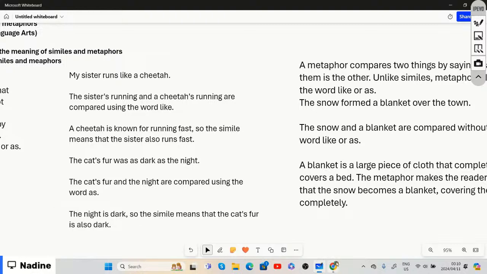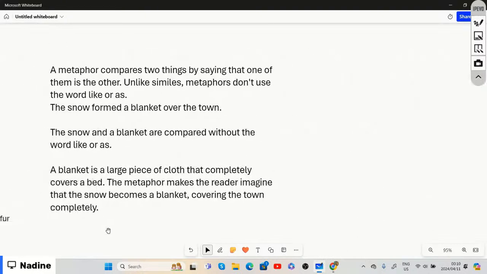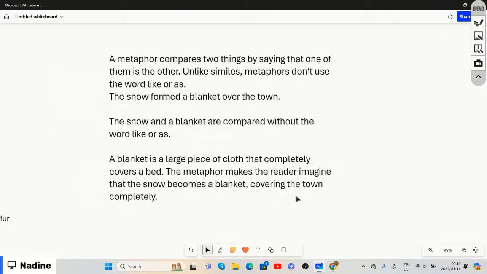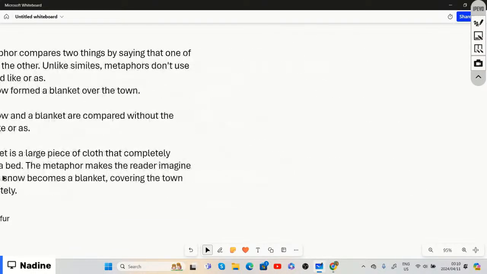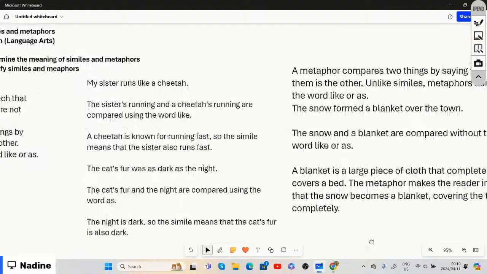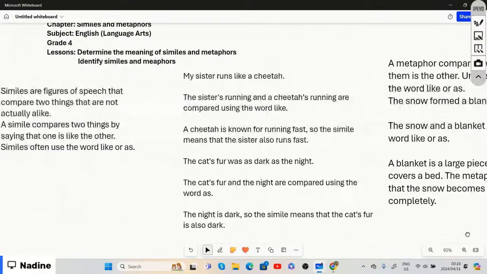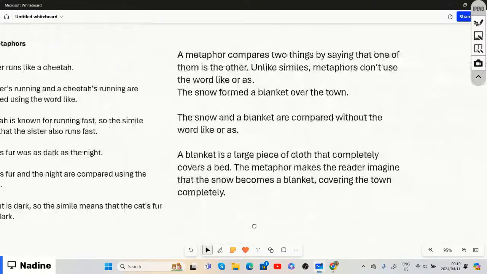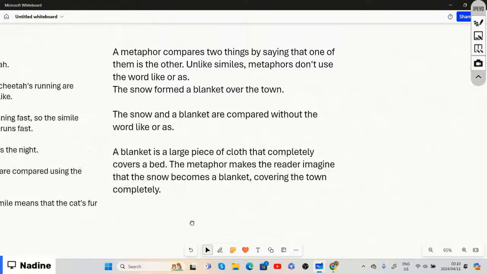All right. So we say that a simile is a figure of speech that compares two things that aren't really alike. And now we have a metaphor, right? A metaphor compares two things by saying that one of them is the other.